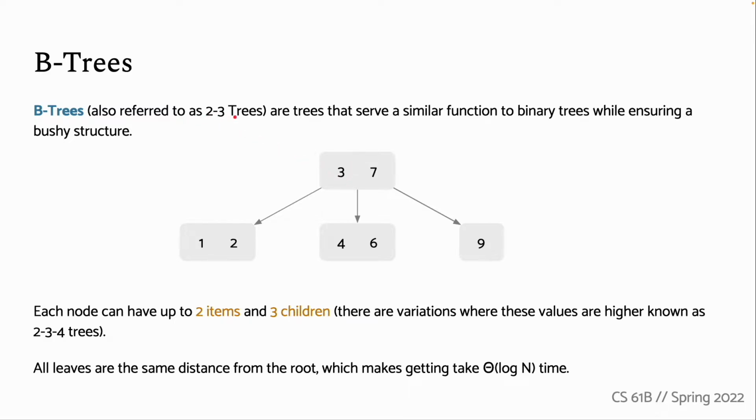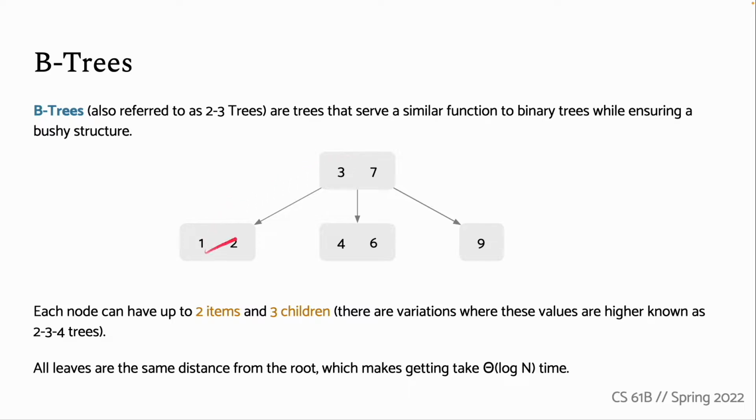In a 2-3 tree, which is a specific type of B tree, each node can have up to 2 items and 3 children. The 2-3 refers to the number of possible children that non-leaf nodes can have, so the minimum is 2 and the maximum is 3. Other forms of B trees, such as 2-4 trees, can have between 2 and 4 children, and therefore up to 3 values in each node.